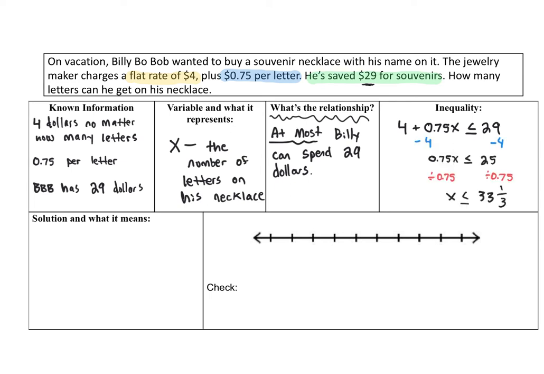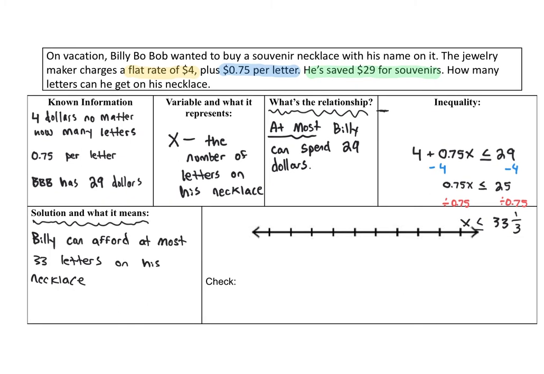So I ended up with x has to be less than or can equal 33 1/3. So for our solution and what it means, we want to use the rule of rounding and just reason that we can't have a third of a bead or a letter on this necklace. So we're going to round down and say that Billy can afford at most 33 letters on his necklace.